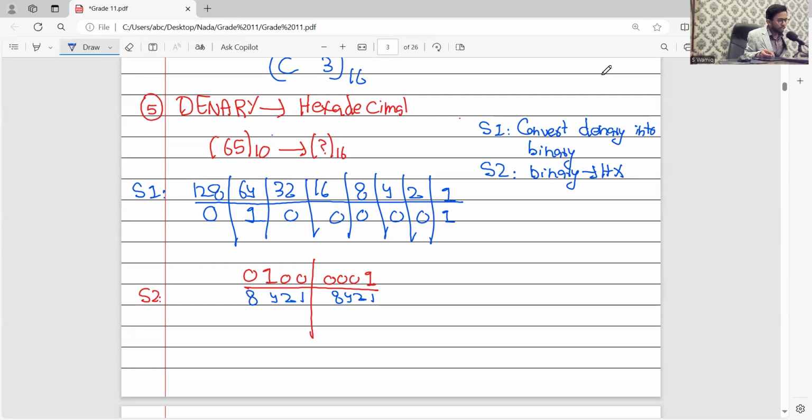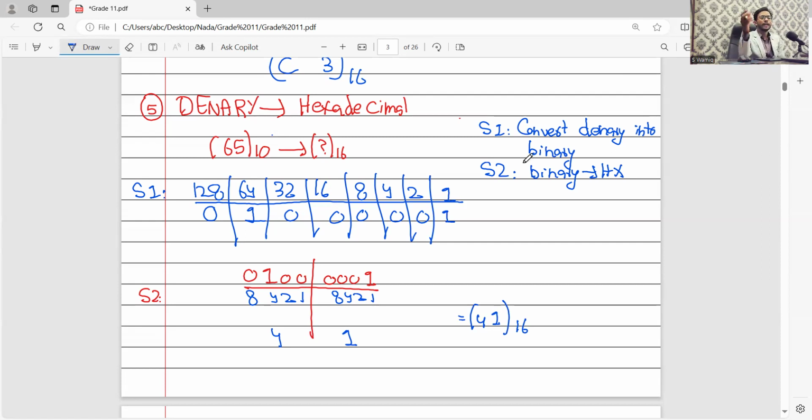So the answer for this is going to be 4, and the answer right here is 1, because 1 is placed only on those values. I'm going to consider them only. So the answer for this is going to be 41 base 16, or you can say 41. So this is your conversion from denary to hexadecimal.